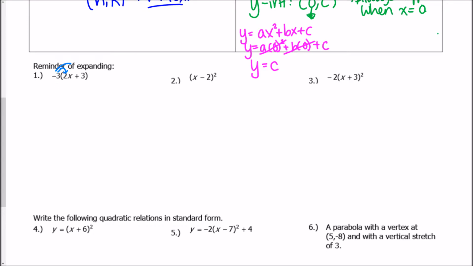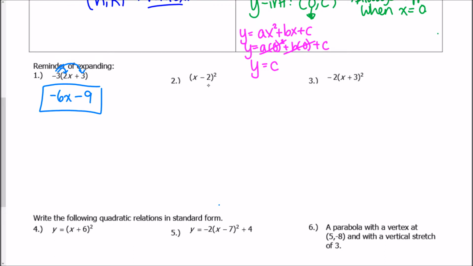So right here, I'm going to distribute the negative 3 to both terms that we have here. So when I distribute the negative 3 to the 2x, I get negative 6x because 3 times 2 is 6. And I just bring the negative along. And then here, negative 3 times positive 3 is negative 9. So this is what I get when I expand it.